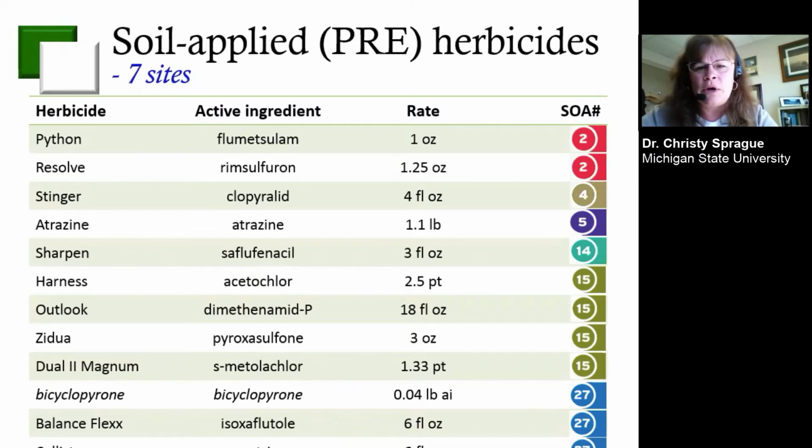This is one of the components of the premixture Acuron, so we wanted to look at that by itself to see if there's any differences between that and something like a Balance Flex or a Callisto.